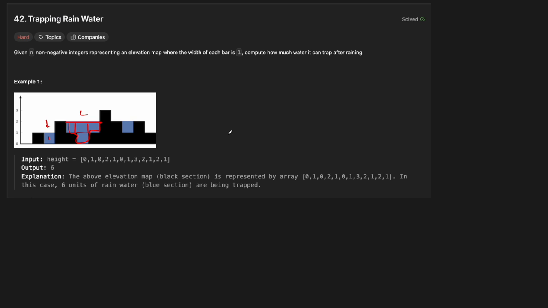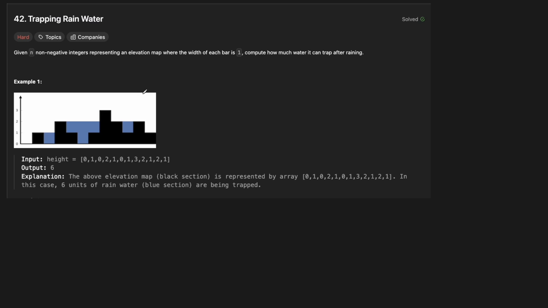So if you've seen container with most water, you remember that we had some logic where we were looking at the left pointer of where we were and the right pointer of where we were, and then basically just calculating the area of the rectangle that gets formed, and that was the amount of water in there, and then we just maximize that. Unfortunately, now we have obstacles, and it's going to be a bit tricky to do that.